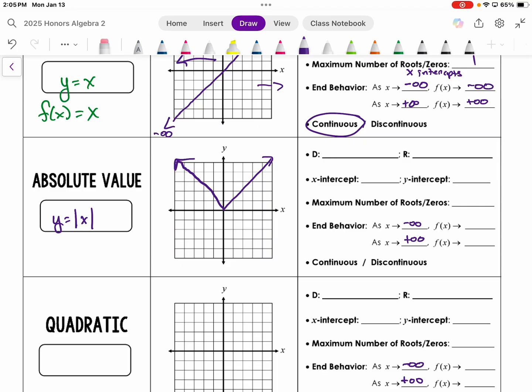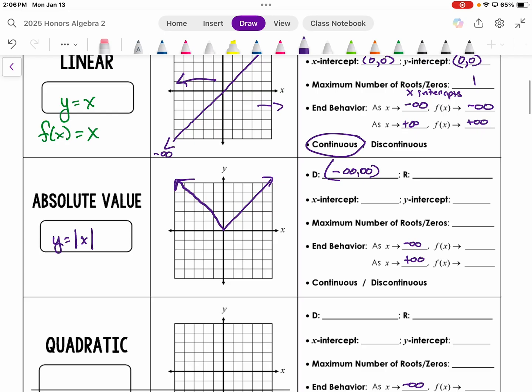It goes through 1, 1, 2, 2, 3, 3, 4, 4, 5, 5, and then goes negative 1, 1, negative 2, 2, negative 3, 3, negative 4, 4. So it's a V-shaped graph. Again, yes, there's symbols on the x, but I can put any number in there. It's just going to become positive is what that's saying. So my domain is all reals, negative infinity to positive infinity.